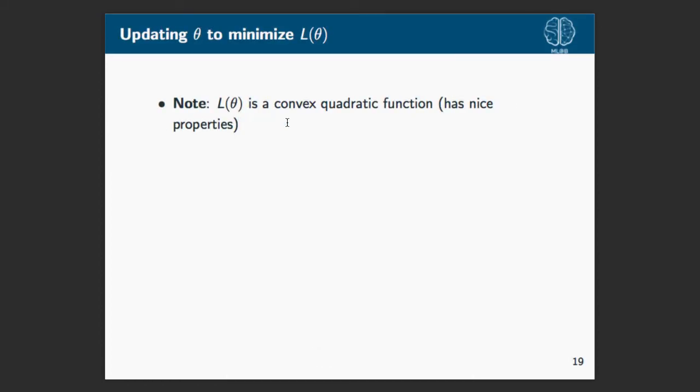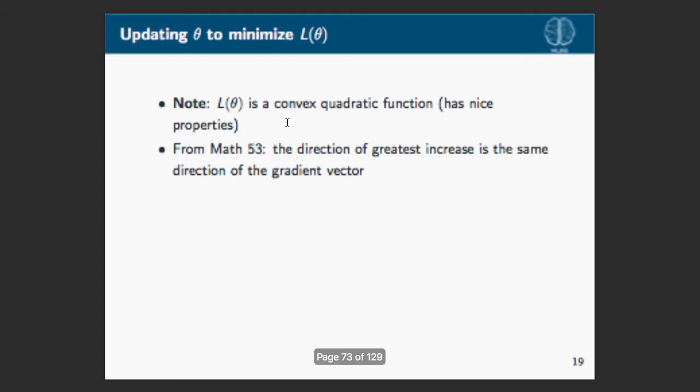So just a note, our loss is a convex quadratic function, which means it has nice properties when taking derivatives and taking gradients and so forth. From Math 53, we know that the direction of greatest increase is the same direction as the gradient vector. Basically, this means that if you take the gradient of a function, the way we can go to the place where the function is the maximum is by following that gradient.